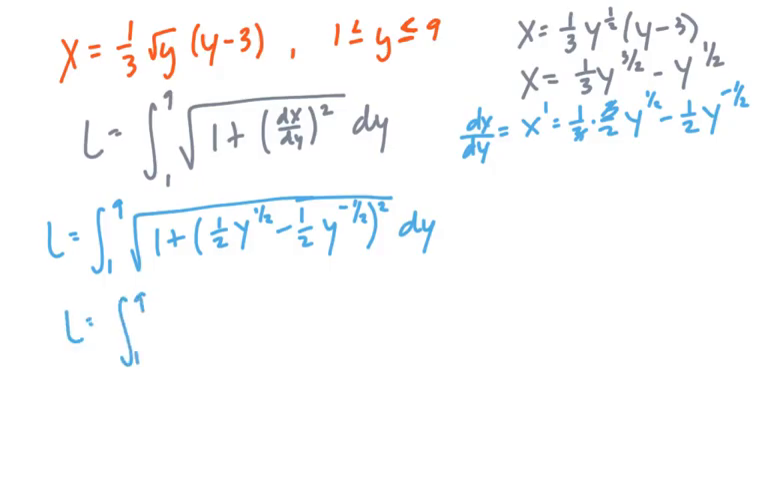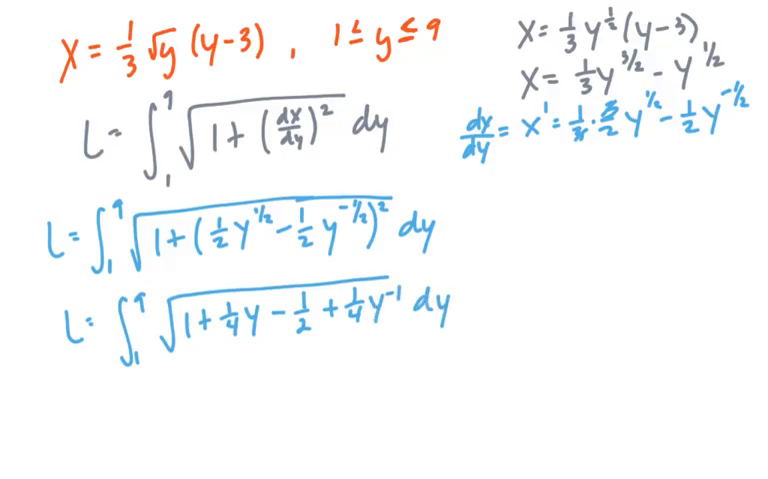So we have the integration from 1 to 9, the square root of 1 plus 1/2 times 1/2 is 1/4, y to the first, minus, if you multiply those, you have 1/4 and doubled is 1/2. And when you multiply the y's, you add the exponents, and so it becomes y to the 0, which is the number 1, plus 1/4 y to the minus 1 with respect to y. Now pay attention to that and pay attention to what happens next.